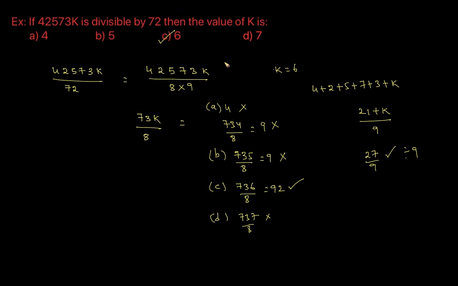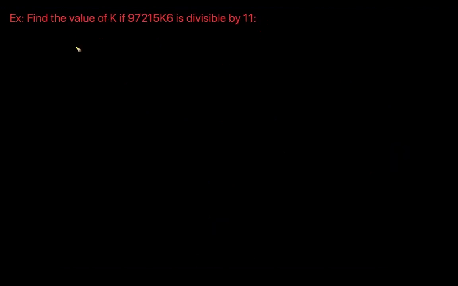Understood how we need to solve on the divisibility rules? Good. Now see another question. Find the value of k if 8 9 7 2 1 5 k 6 is divisible by 11. Now what is the number? 8, 9, 7, 2, 1, 5, k, 6. What is the rule for 11? Sum of odd places. What will be the sum of odd places?